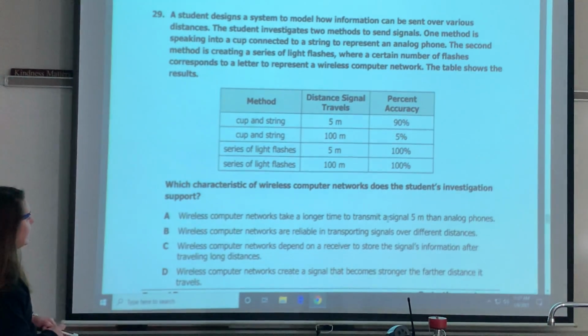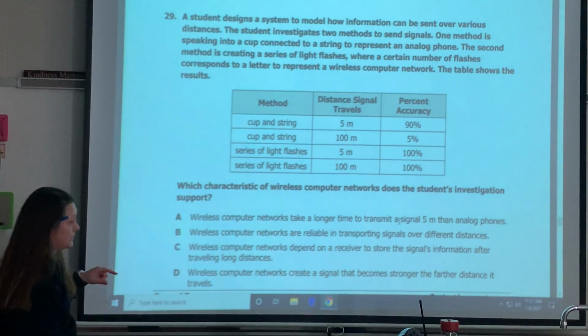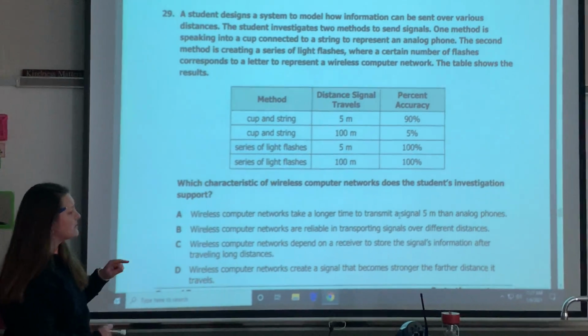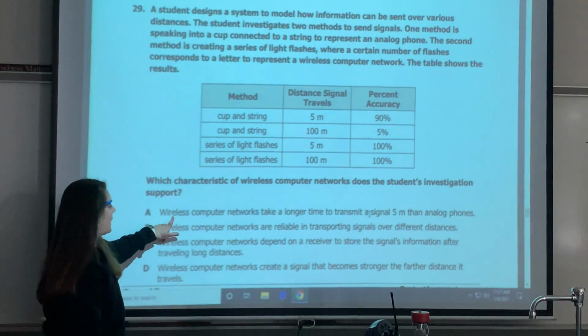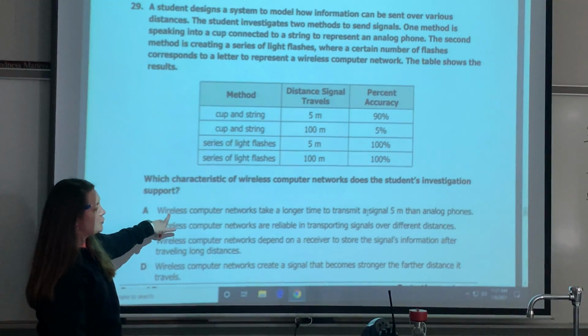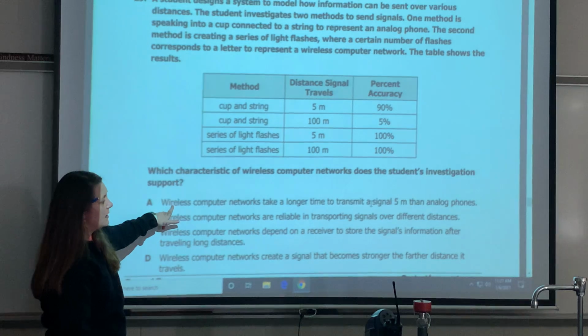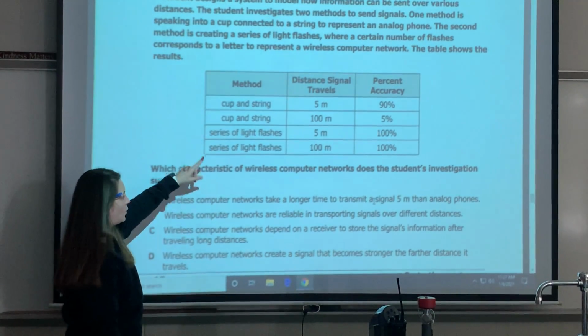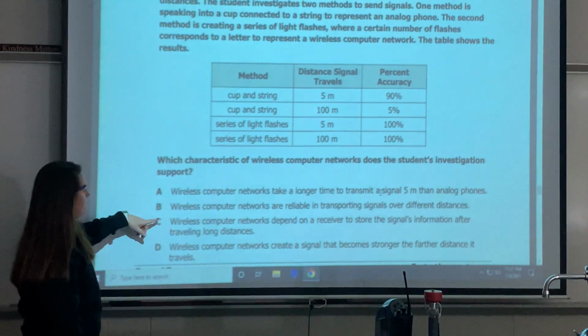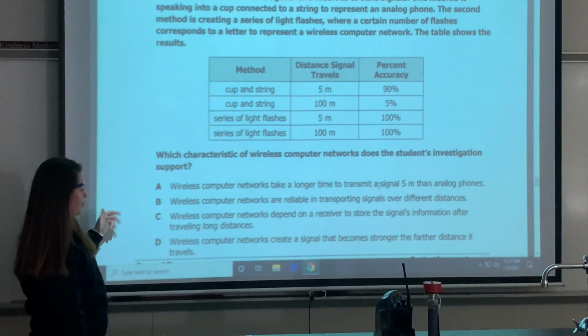Our best answer in this one is B. If you look at the distances: a wireless computer network takes longer to transmit a signal 5 meters than analog? No, not according to our information. It doesn't even say anything about time up there.